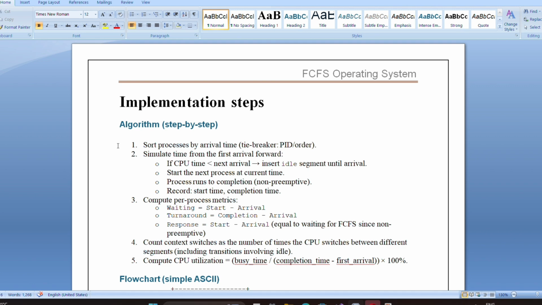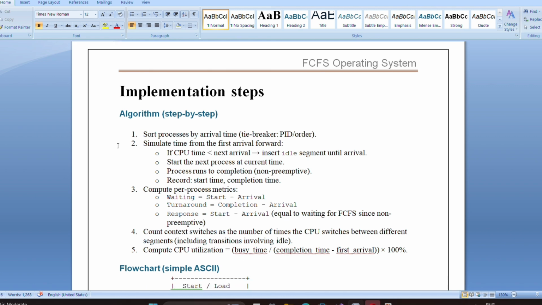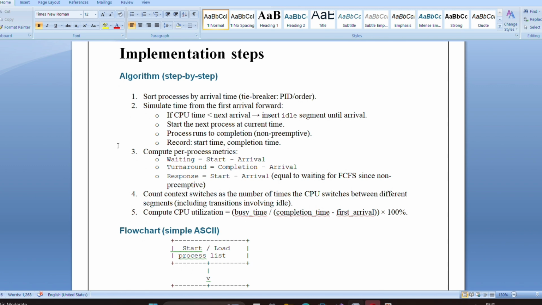If CPU time is less than next arrival, insert an idle segment until arrival. Start the next process at current time. Process runs to completion. Record start time and completion time. Third, compute per-process metrics. Waiting equals start minus arrival. Turnaround equals completion minus arrival. Response equals start minus arrival.